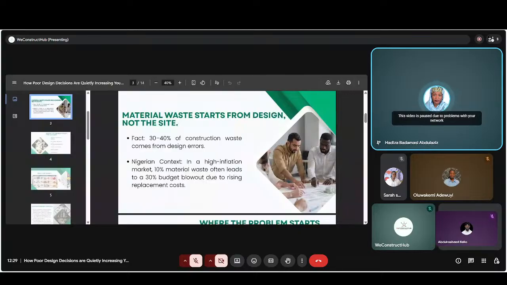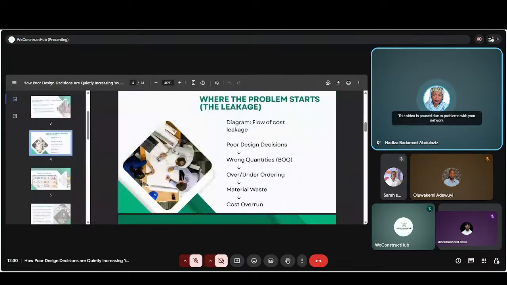So where the problem starts. To understand rising costs, we need to trace where the problem actually starts. Cost overrun does not happen suddenly, as I said before. It follows a chain of small decisions. Poor design decision, as I put it on my slide, means everything begins with the design.